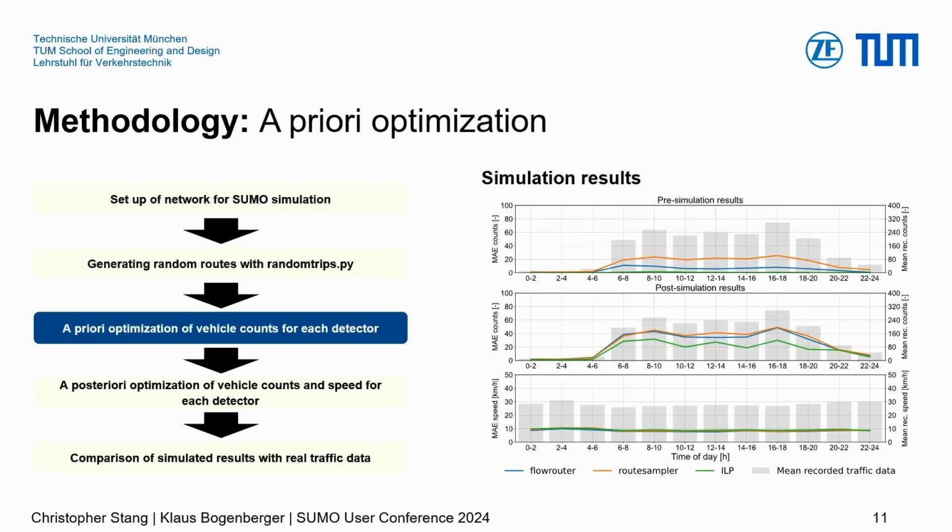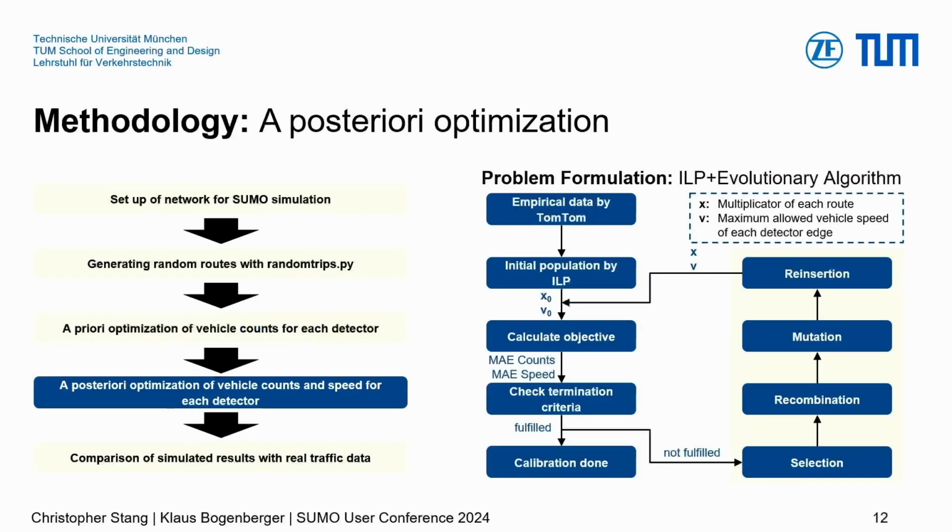With that in mind, we came to the conclusion: okay, we need an a posteriori optimization. This is the idea of the a posteriori optimization, to calibrate the speed data, because the resulting speed data is a direct result of the traffic simulation, of the traffic dynamic. For this reason, we formulated the mathematical problem by a combination of the aforementioned integer linear programming combined with an evolutionary algorithm. The workflow you can see here on the right-hand side.